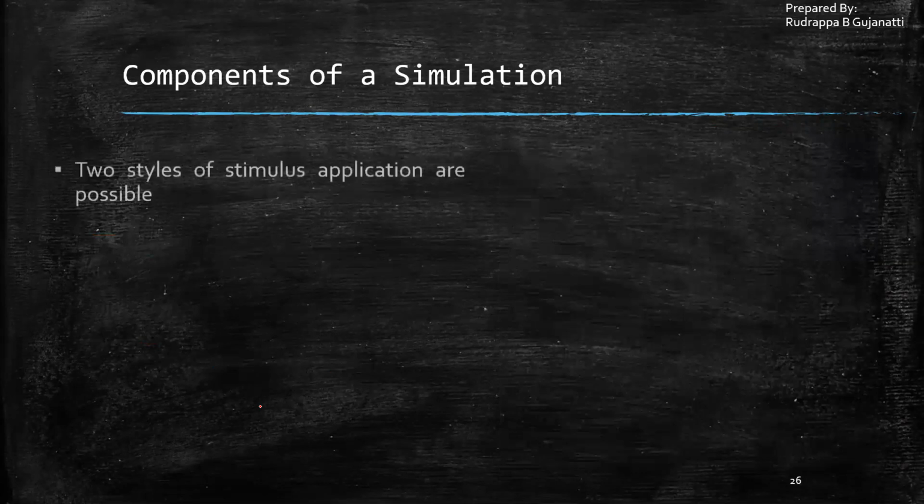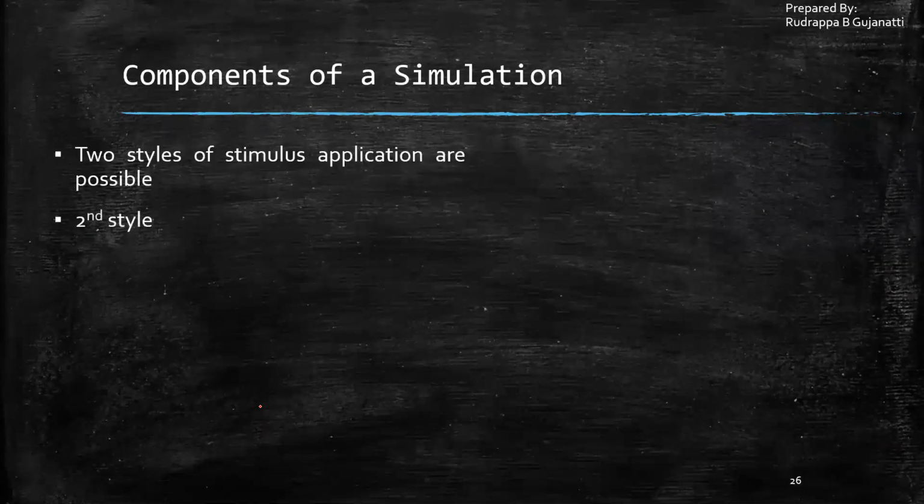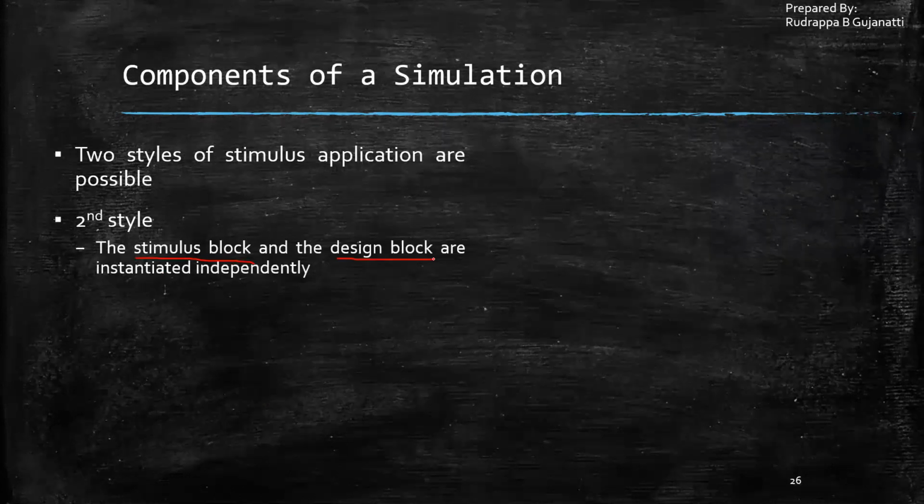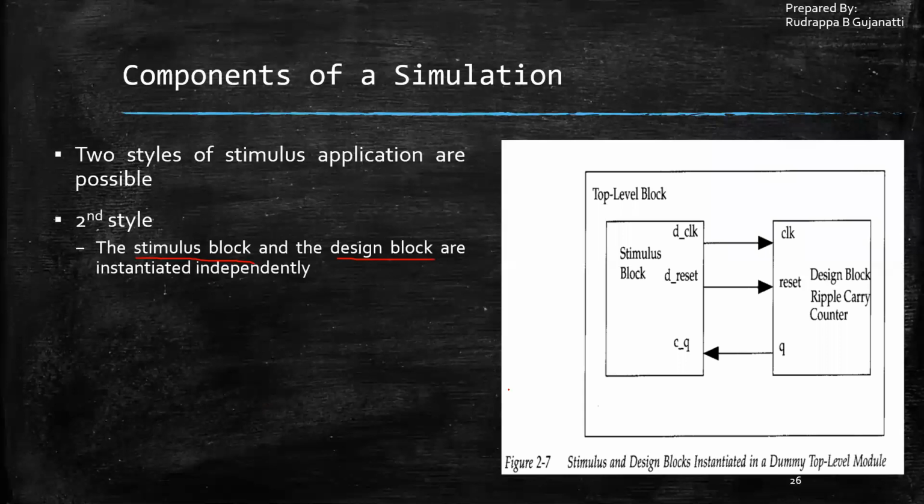So there is another style, that is the second. What we do in this case is both are instantiated separately. There is a separate instance for the stimulus block, and there is a separate instance for the design block. So what does this imply? You have the top level block in which you have one instance for the stimulus block and one instance for the design block.